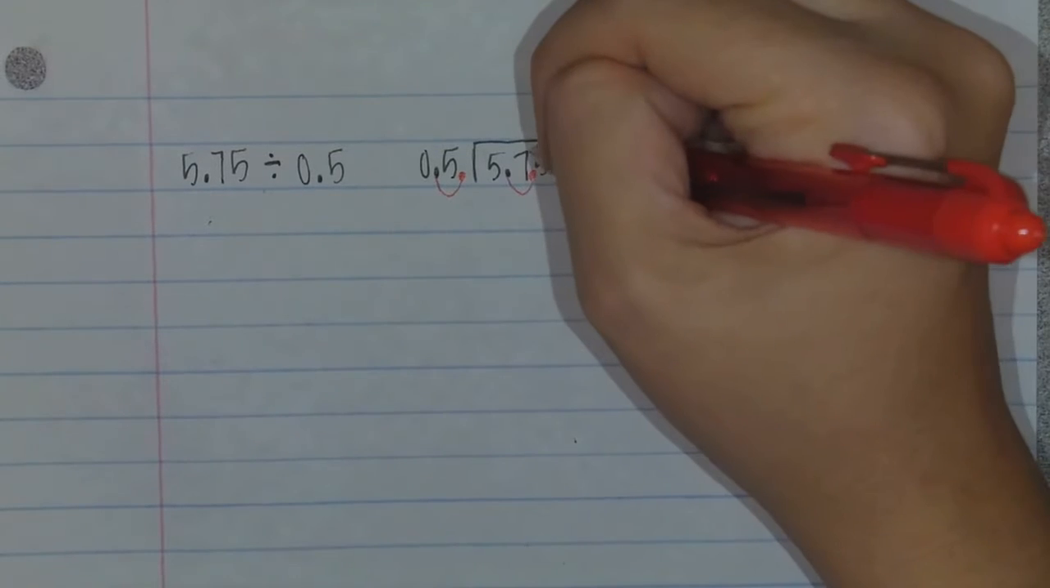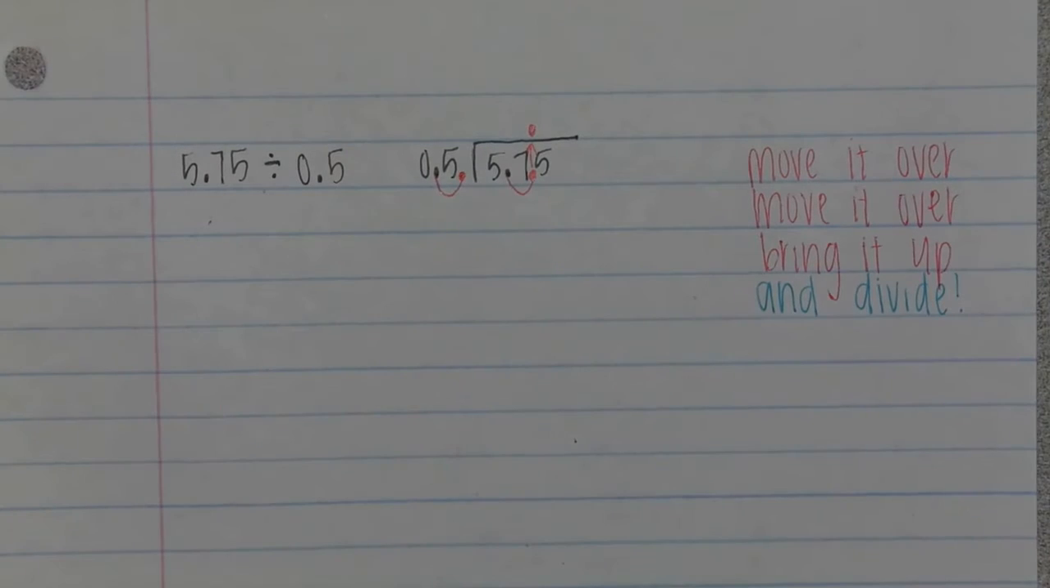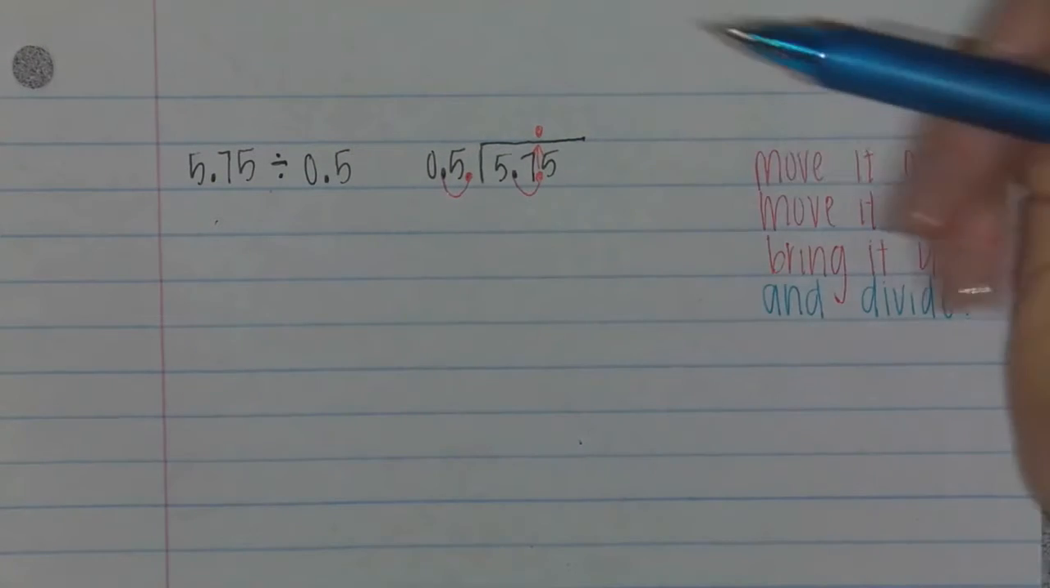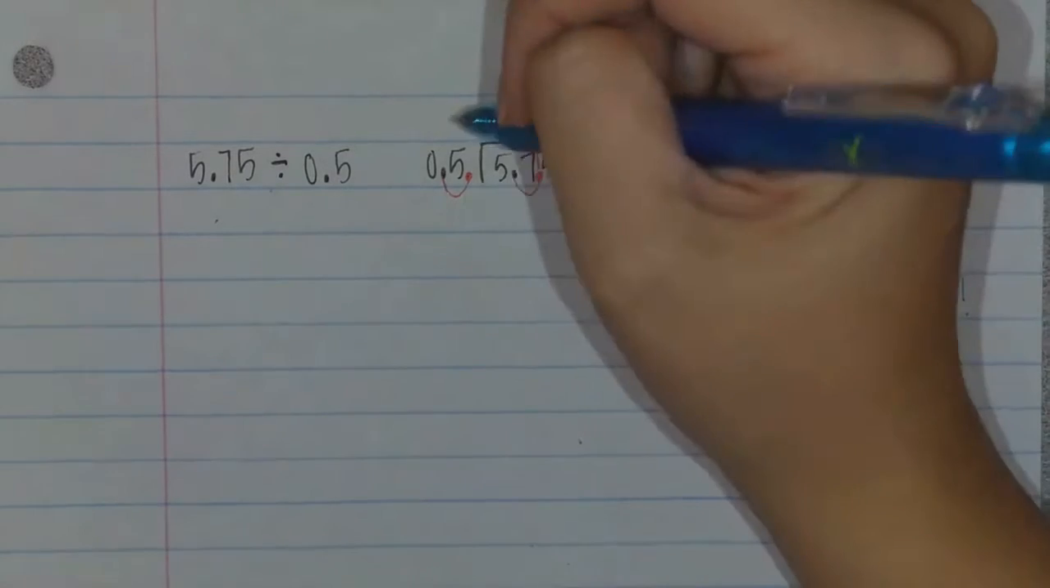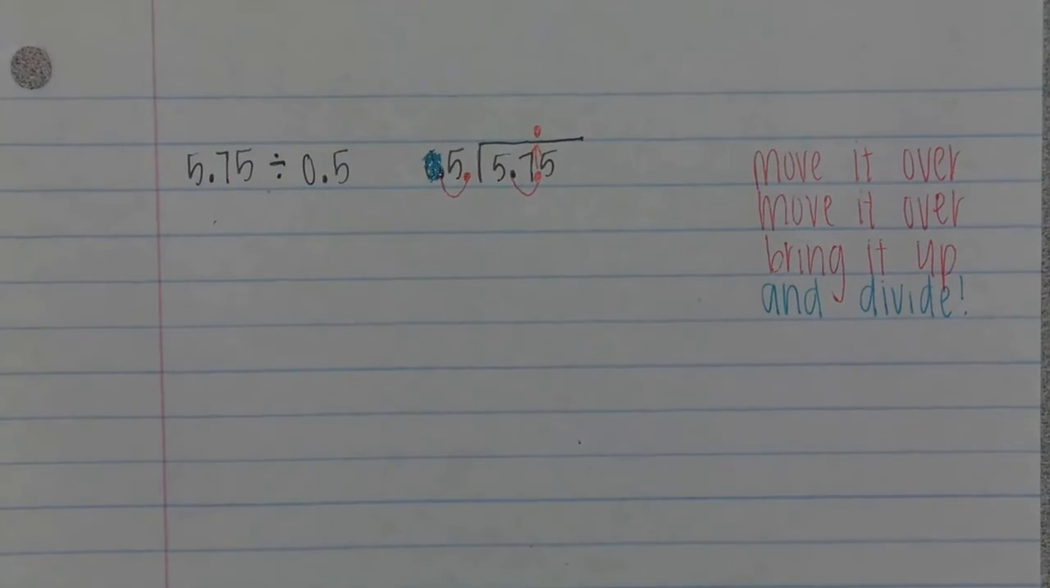The next step is bring it up. So we're going to bring that decimal up to the top. And now we can divide like we know how to do. But the great thing is when I moved over that decimal in the divisor, I created an unnecessary 0. I don't really need that 0 right there anymore. It's just the whole number 5.